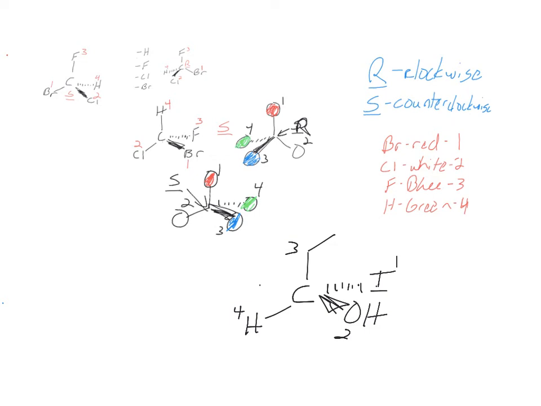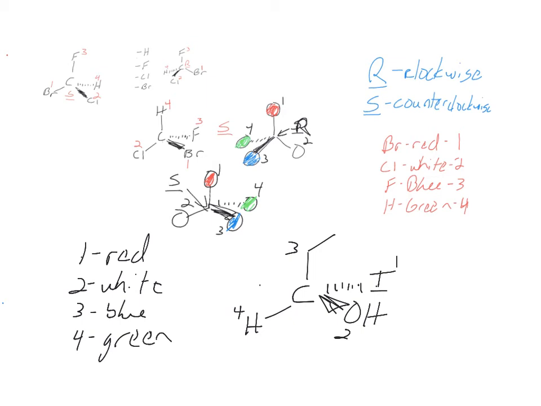Then what you're going to want to do is go back to your models. Okay, so which one of these models in your hand actually matches up with this? If we say, according to our ranking, 1 is always the red, 2 is always the white, 3 is always the blue, and then 4 is always the green.